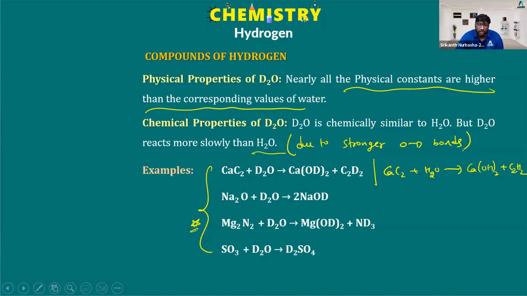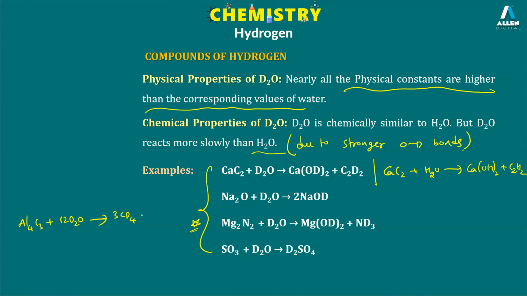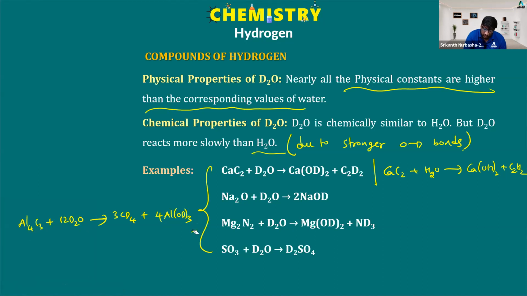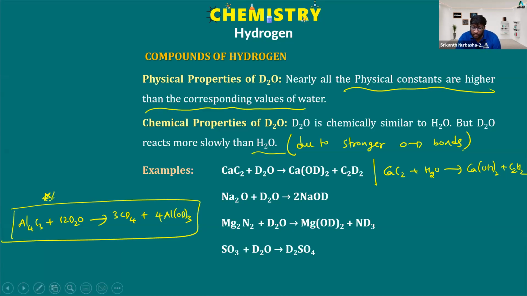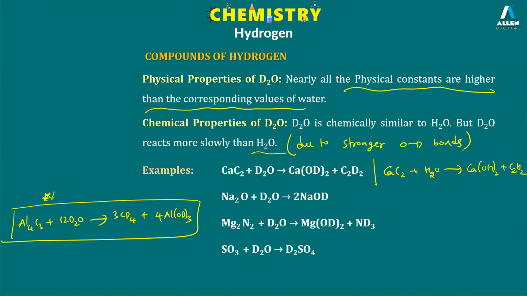We can also have the reaction with aluminium carbide: Al4C3 reacts with 12 D2O to form 3CD4, along with 4Al(OD)3. So Na2O reacts with D2O to form NaOD. Mg3N2 reacts with D2O to form Mg(OD)2 plus ND3 instead of NH3. SO3 reacts with D2O to form D2SO4 instead of H2SO4. Similar types of reactions, but the reactivity is less. Is everything clear so far?